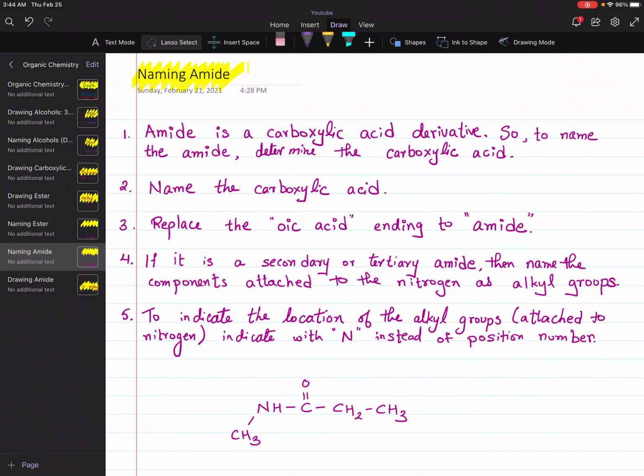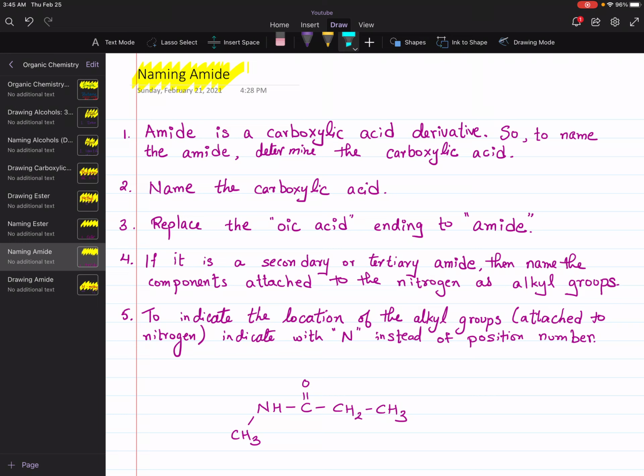I have a new lesson for you today, which is about naming amides. Amides are carboxylic acid derivatives. So to name the amide, we have to first determine which carboxylic acid this amide is coming from.